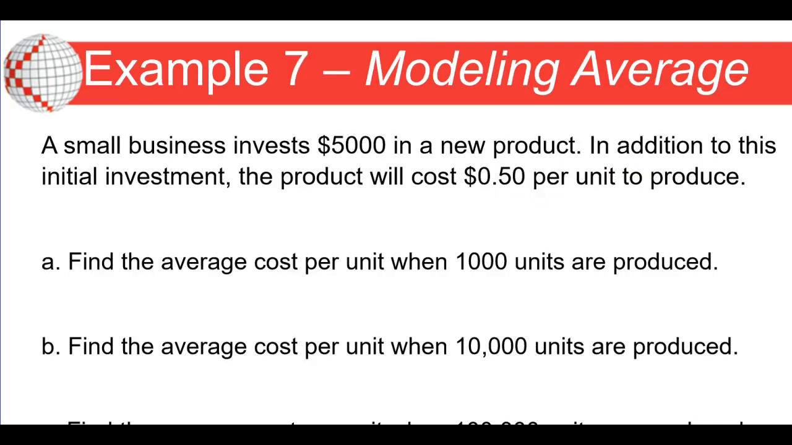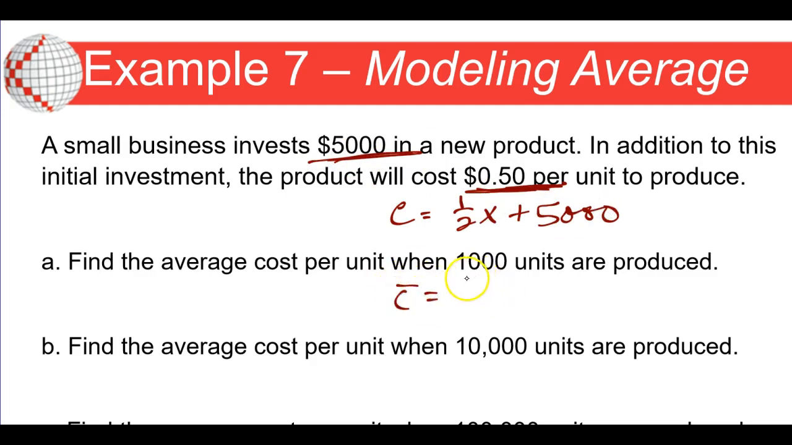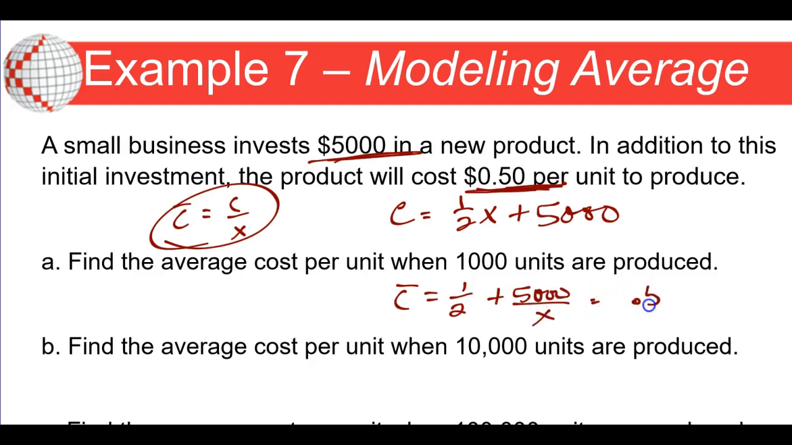So we've talked about average cost before. If C is equal to 1/2 x, because it's 50 cents per unit, plus the start value, which is 5,000, the average cost is divided by x, because remember C bar was C divided by x. So nice definition you should have memorized. So this is just going to be 1/2 plus 5,000 divided by x. You could think about that as 0.5 plus 5,000 x to the negative first if you have to take the derivative of that. So part A just tells you to take 1,000 units and plug it in right here.